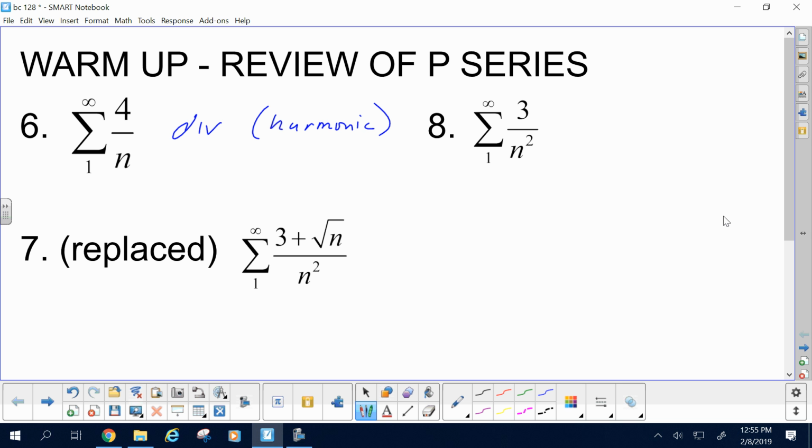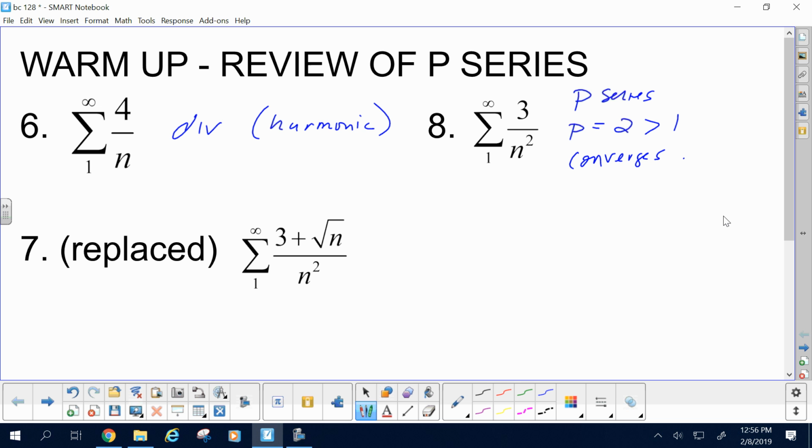This guy, converge or diverge? Converge. This is a P series. Identify P. P is 2. Identify the test value, which is 1. P is greater than 1, so this converges. That's what the work should look like.